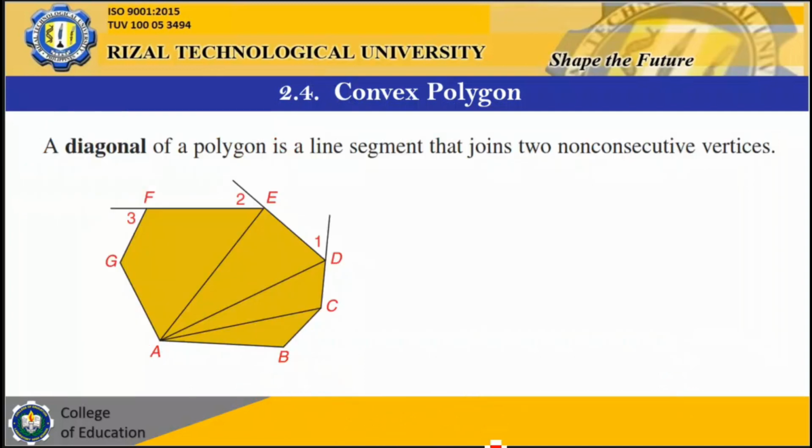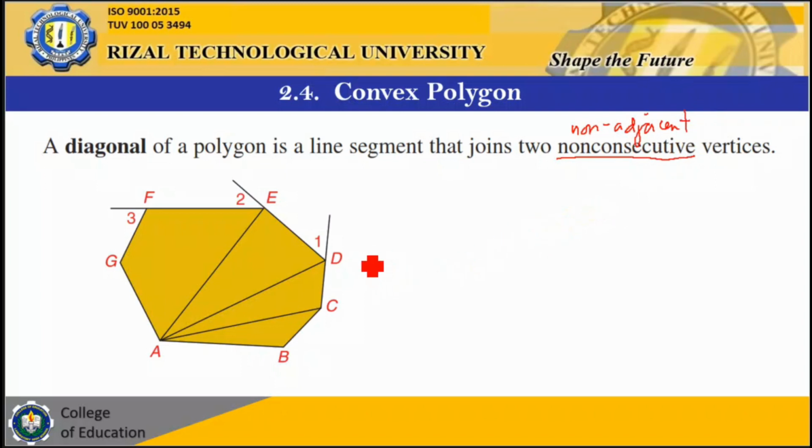Now, a diagonal of a polygon is a line segment that joins two non-consecutive, and if I may add, non-adjacent, non-consecutive and non-adjacent vertices.